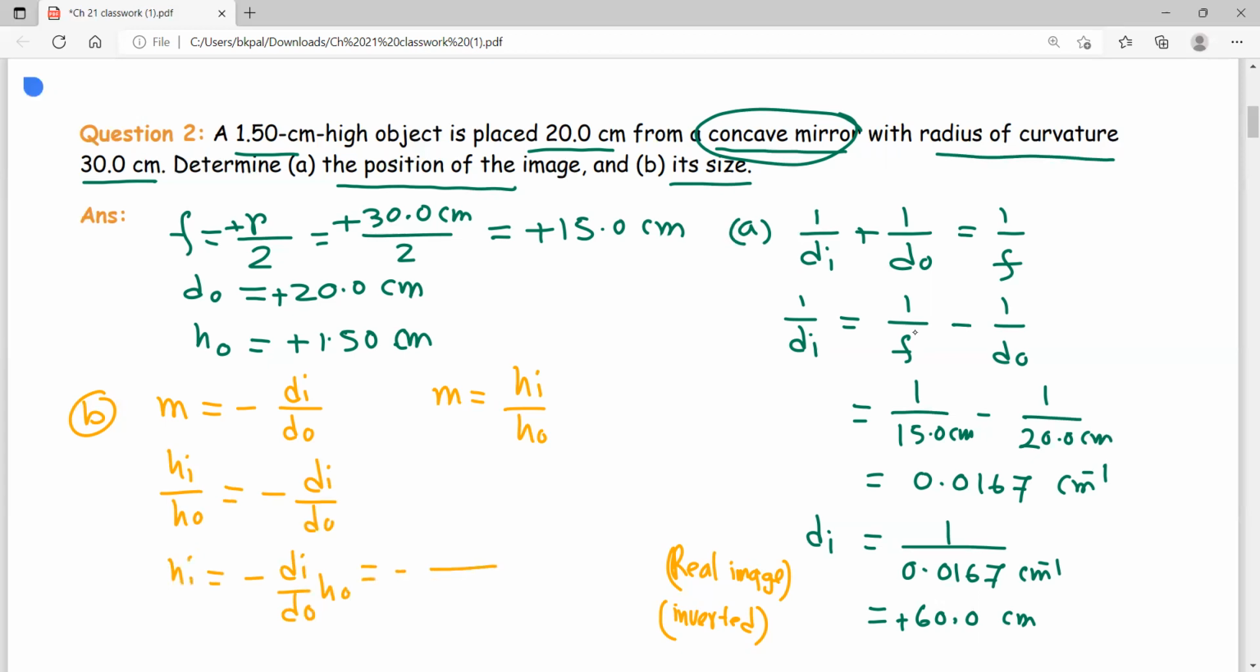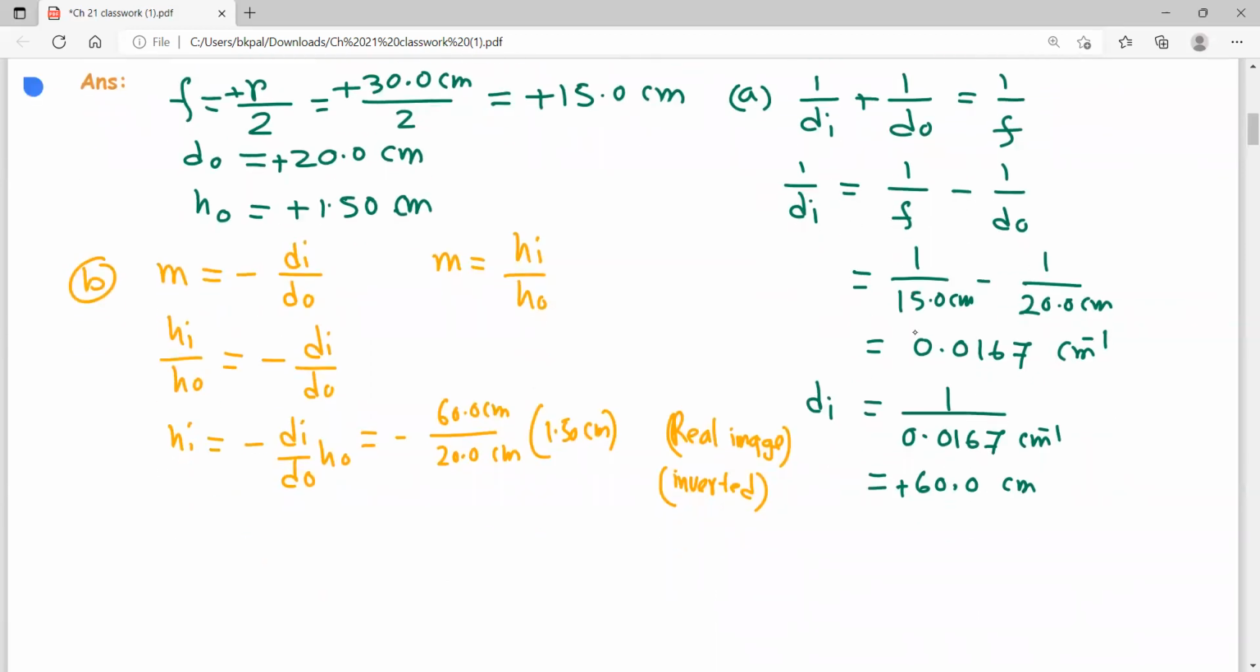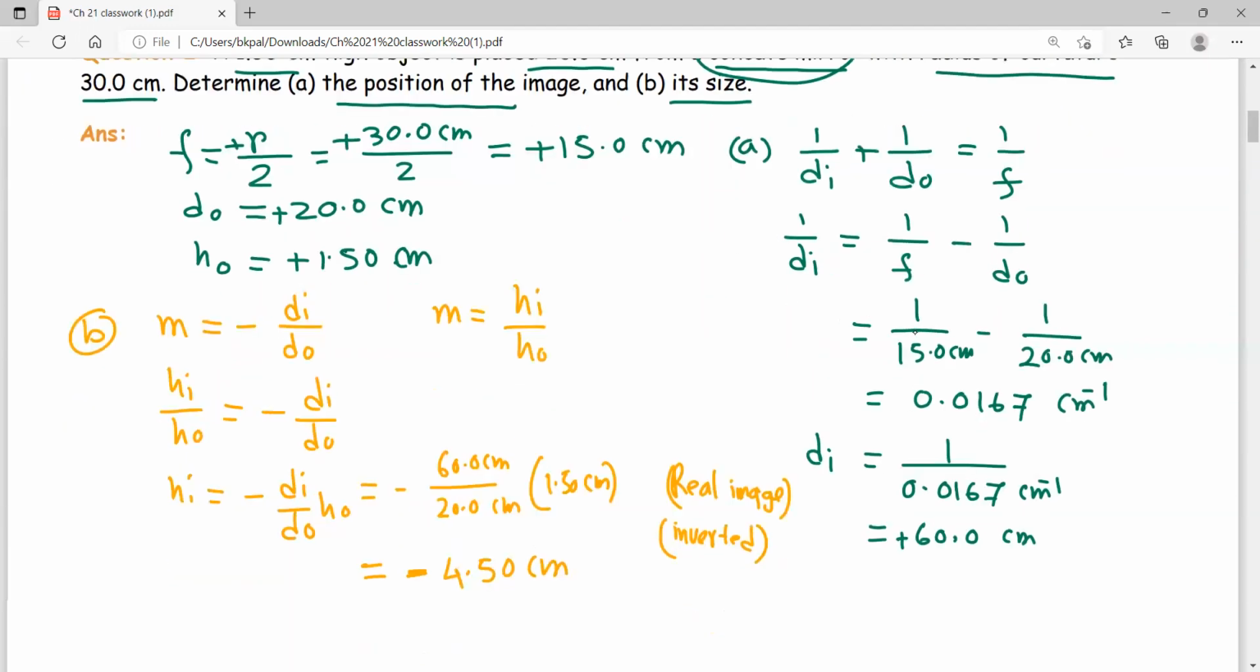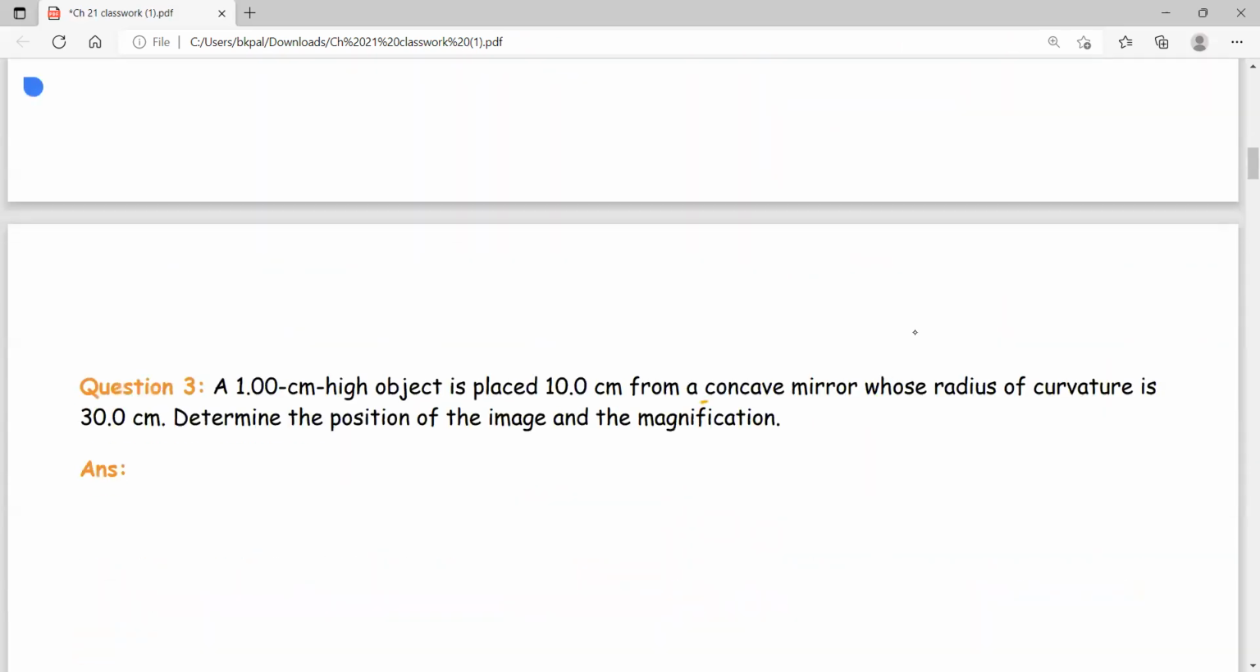Here di is 60 centimeter, do is 20 centimeter and ho is 1.5 centimeter, right? So this gives me minus 4.5 centimeter. So you see that we have a negative sign, and the negative sign tells us that this is an inverted image. All right, so this is for the concave mirror. The next one is also for a concave mirror.